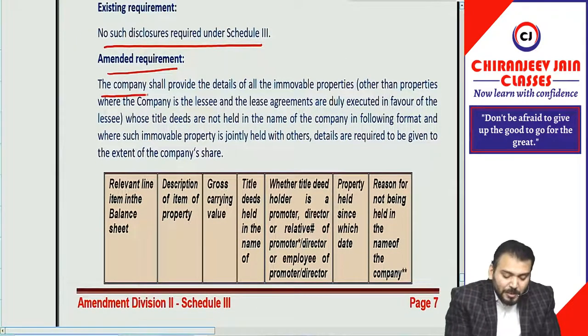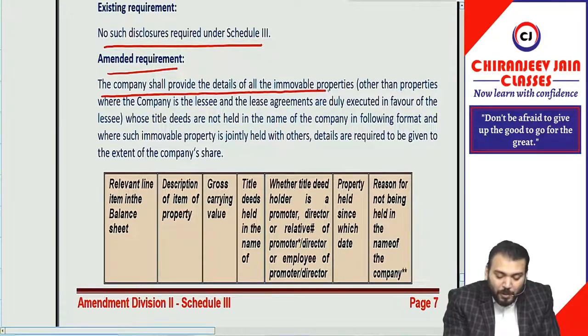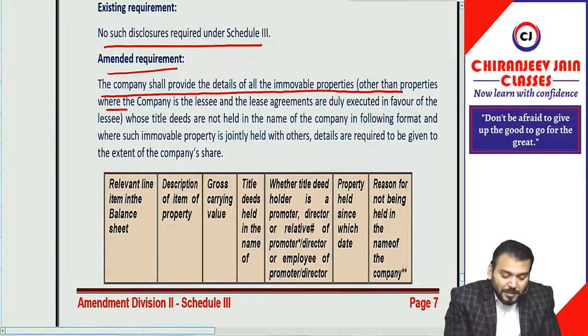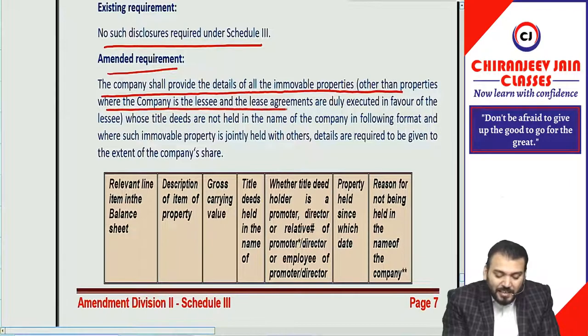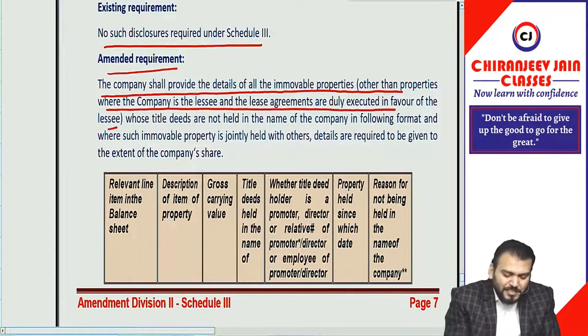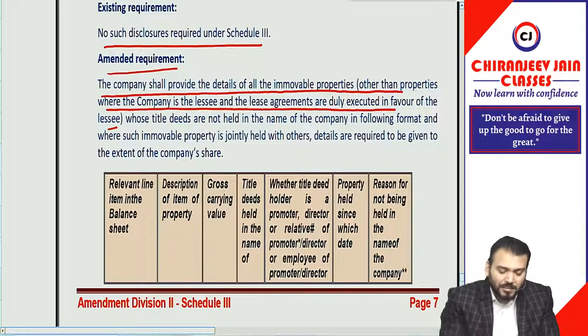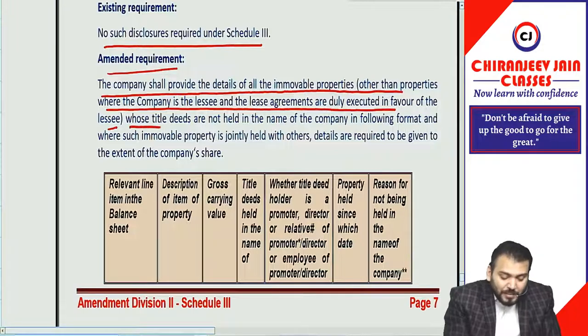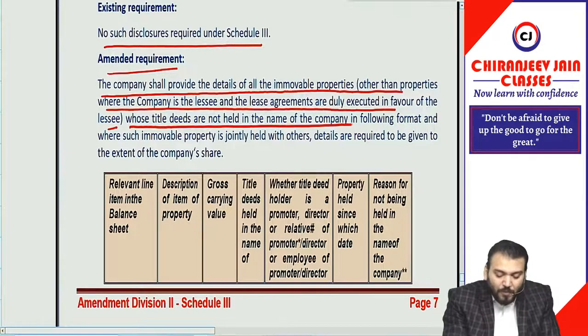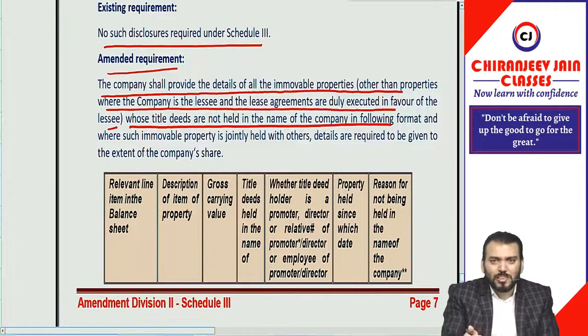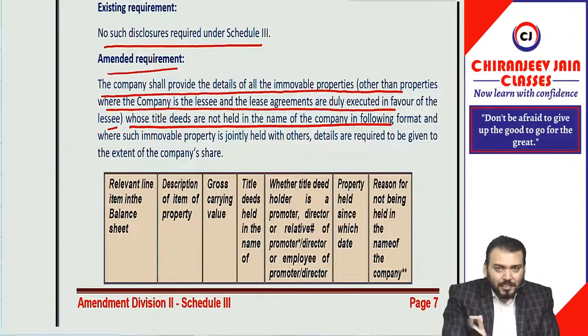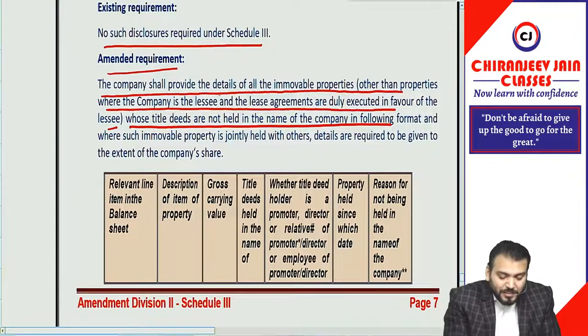So what they say, the company shall provide the details of all immovable property, other than property where the company is the lessee and the lease agreements are duly executed in favor of the lessee. Means other than when the company is a lessee. Means we need to ignore the lease transaction. Why lease transaction? Because of course we are using an ROU asset, but the title will be in the name of the lessor. So they said ignore lease transactions. So the company shall provide the details of all immovable property whose title deeds are not held in the name of the company in the following format.